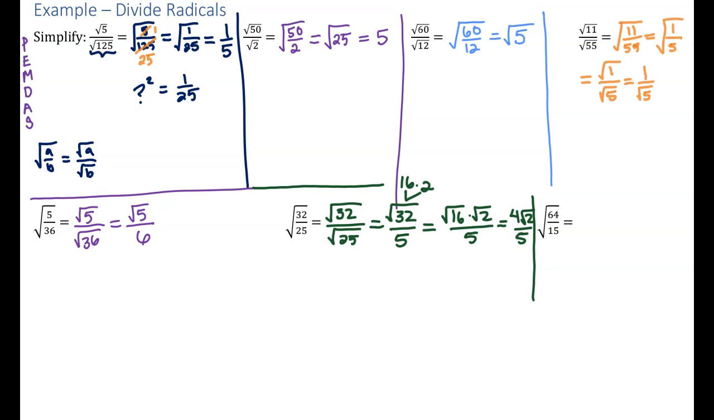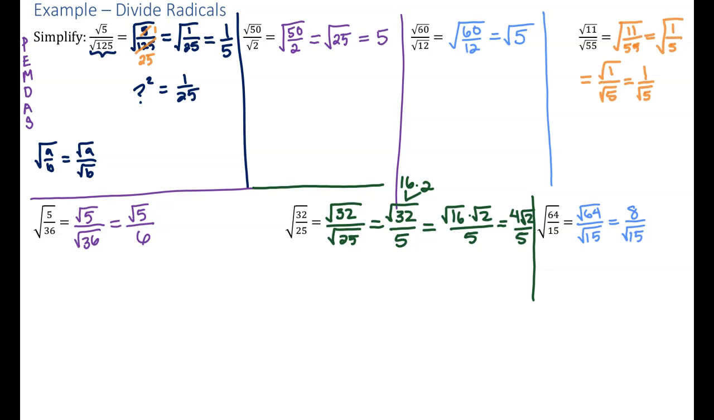Okay, last but not least, root 64 over 15. So I do see the perfect square in the top. And the square root of 64 is 8. So I can get myself fairly quickly to 8 over root 15. And this is good. And for the purposes of this section, you can stop here.